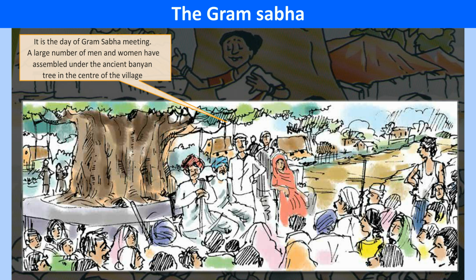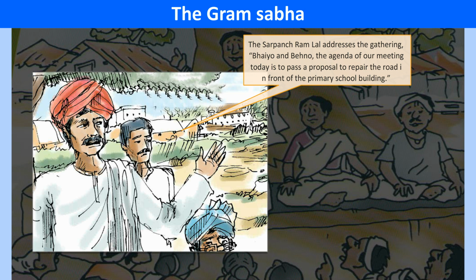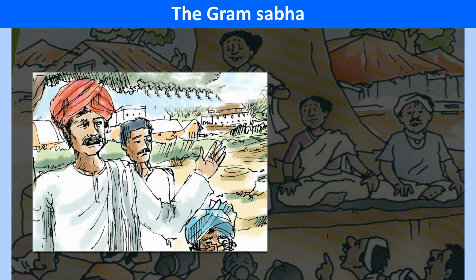It is the day of the Gram Sabha meeting. A large number of men and women have assembled under the ancient banyan tree in the center of the village. The Sarpanch Ramlal addresses the gathering. "Bhaiyo and Behno, the agenda of our meeting today is to pass a proposal to repair the road in front of the primary school building."